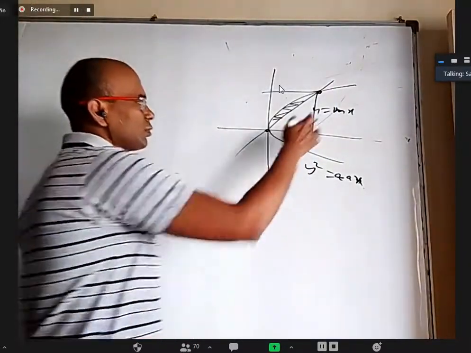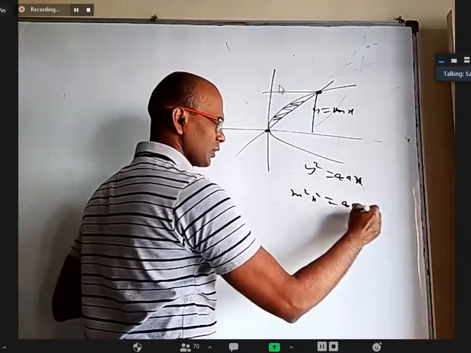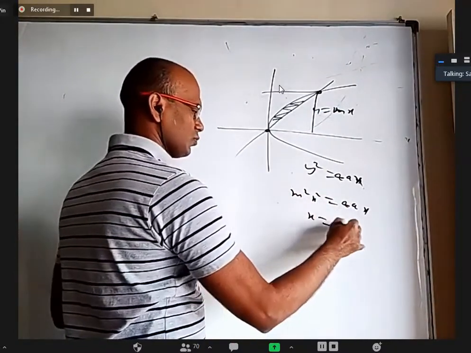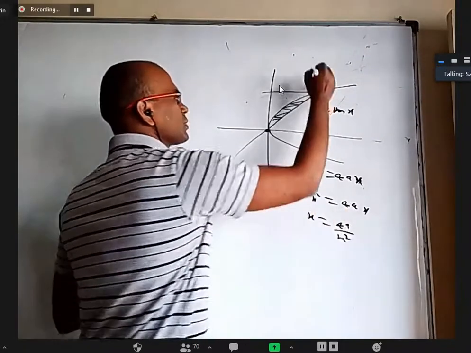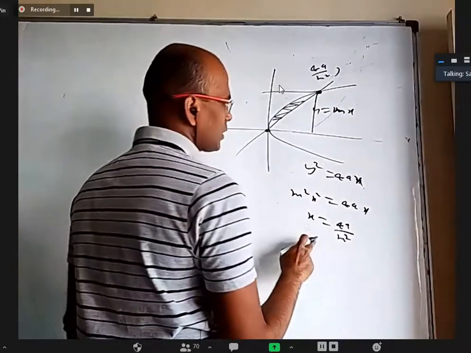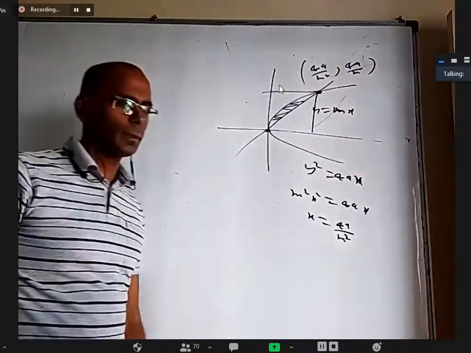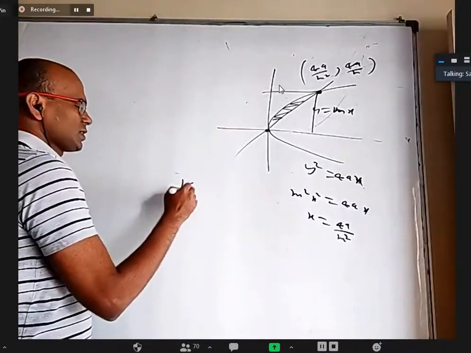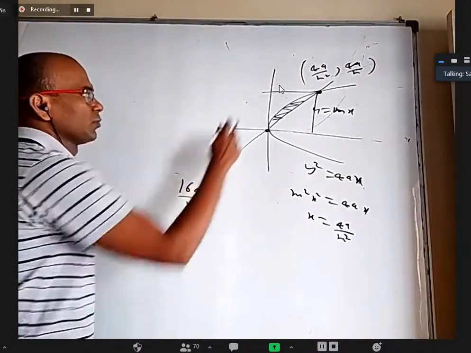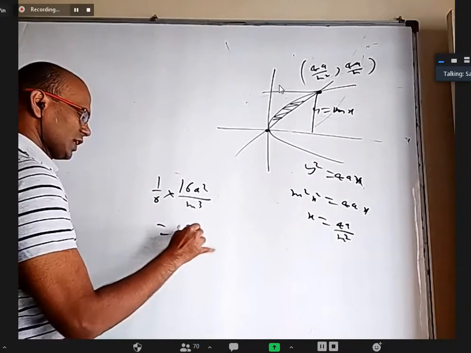If you want to do it, in the place of y substitute, and you'll get m square x square equal to 4ax. So x is equal to 4a by m square. So this point has 4a by m square as the x coordinate, and what is the y coordinate? 4a by m. So when I multiply, my area is 16a square by m cube for the rectangle. 1/6 of that will be the answer, which is 8a square by 3m.